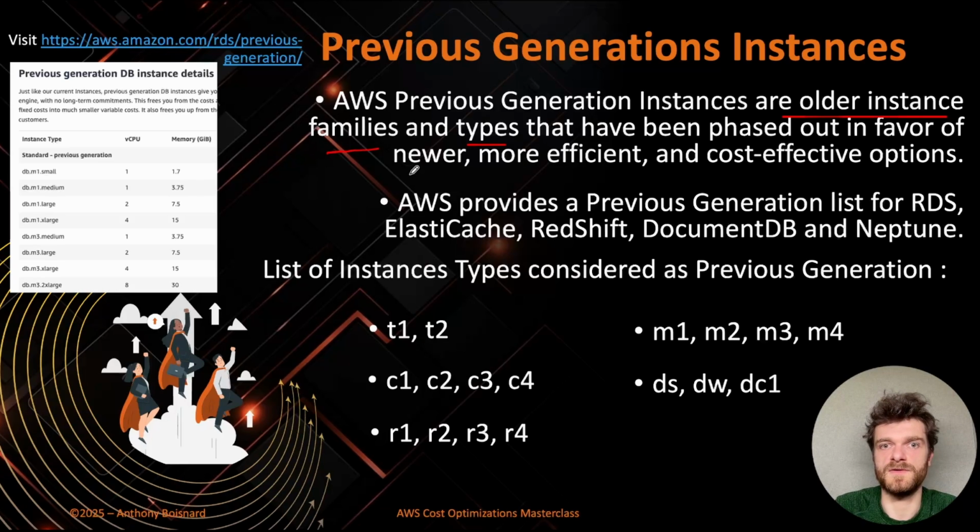out in favor of newer, more efficient, and cost-effective options. AWS provides a list for RDS, ElastiCache, Redshift, DocumentDB, and Neptune services. Here you have the list. You have like T1, T2, you have C1 to C4, R1 to R4, M1 to M4, and you also have DS, DW, and DC1 series. So you might want to upgrade them.